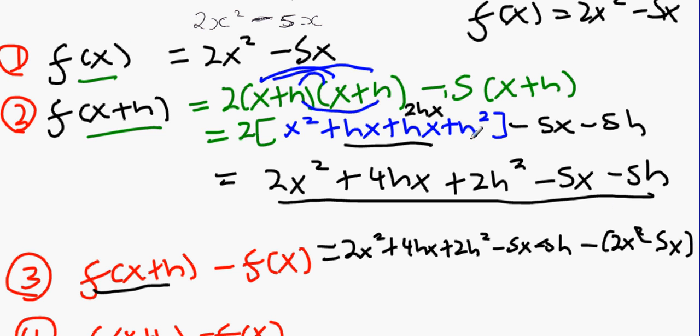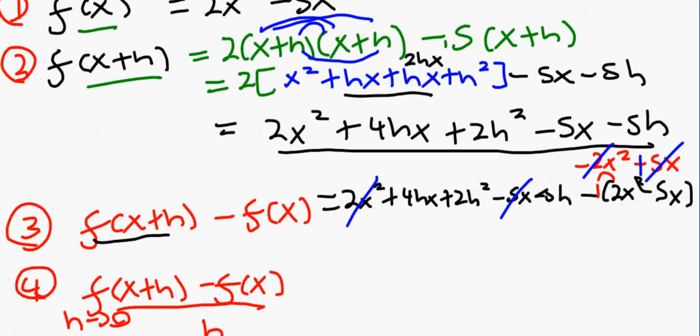Okay, 2x squared minus 5x. Now what's going to happen here is you're multiplying it by minus 1 basically, so it's minus 2x squared, and that's a plus, by the way, because minus 1 times minus 5x is plus 5x. The minus 5x and plus 5x cancel out. The 2x squared cancels with the minus 2x squared. And what you're going to be left with is basically 4hx plus 2h squared minus 5h.